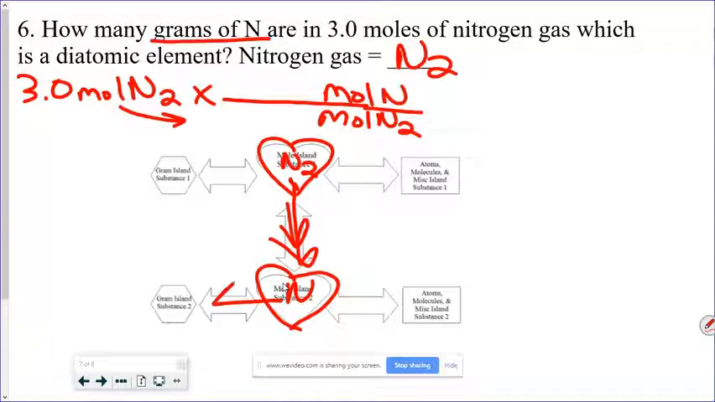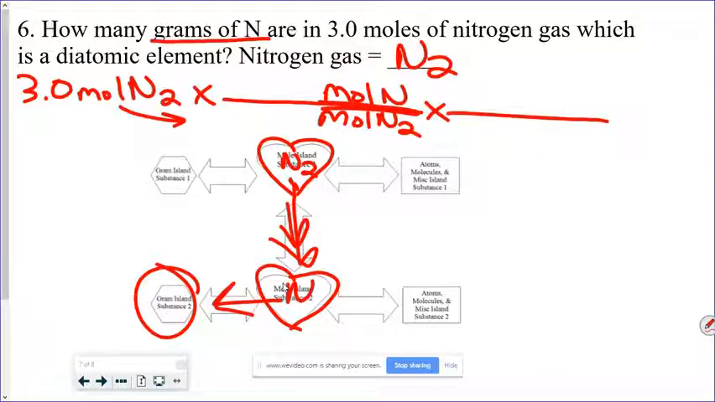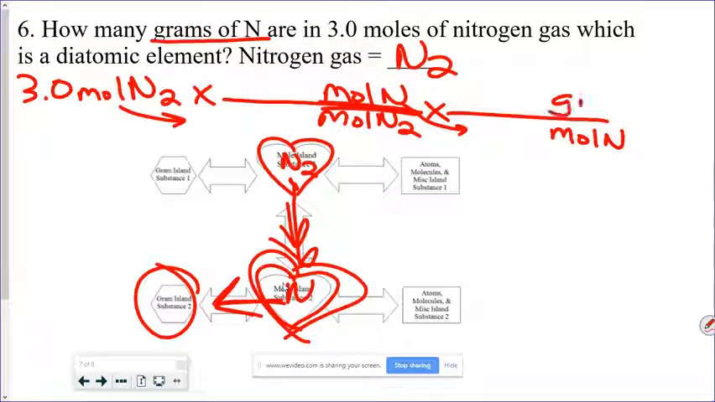So that means now we're going to go over here to this island. We don't want our answer to be moles of N, so multiplication sign, division bar, whatever label's on top goes on the bottom of the next step, moles of N. Can we go from moles of N right here over to Gram Island? Absolutely. So we can go to grams of N. And now we can pop in some numbers.